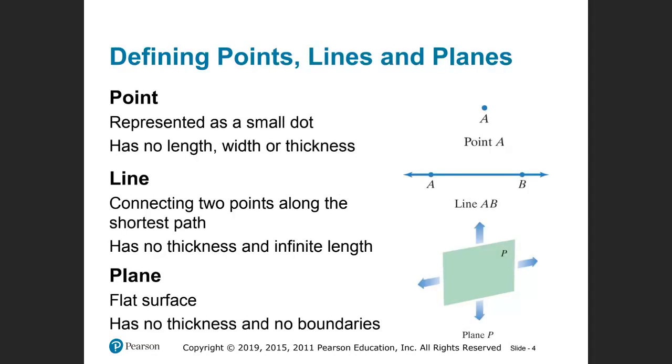We're going to define points, lines, and planes. A point is represented by a small dot, and it has no length, width, or thickness. It's usually designated by a capital letter. A line connects two points along the shortest path, but it has no thickness and it continues in both directions. A plane is a flat surface. It has no thickness and no boundaries.